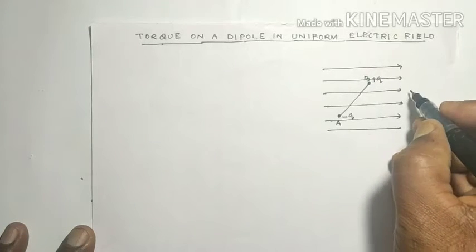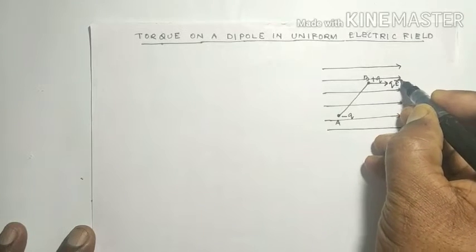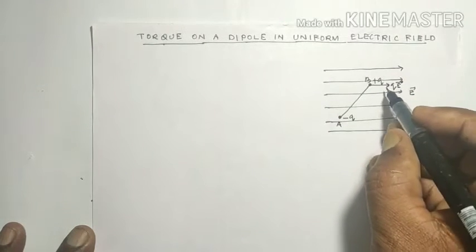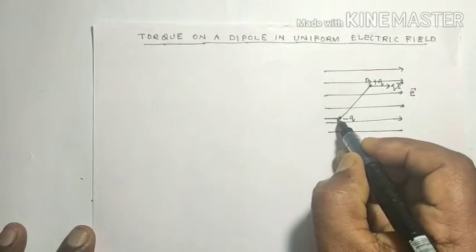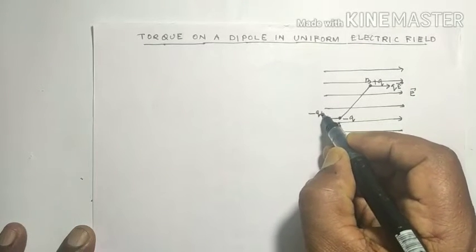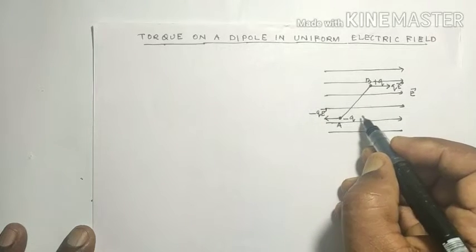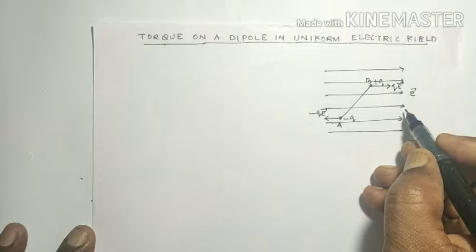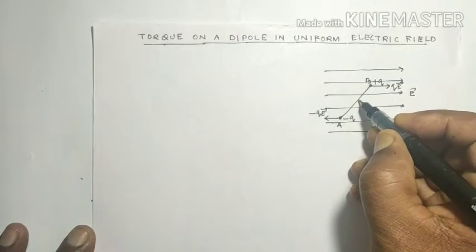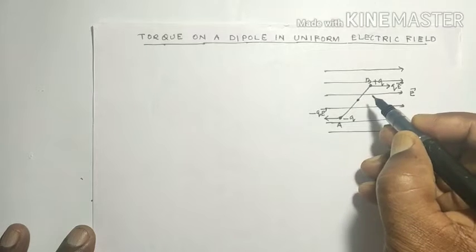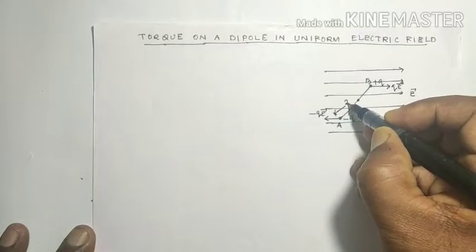There is a force qE on positive charge plus q, that is in the direction of electric field, and a force minus qE acts on charge minus q, that is opposite in direction to the electric field. The length of the dipole is 2a. This is A and this is A. This is 2a.